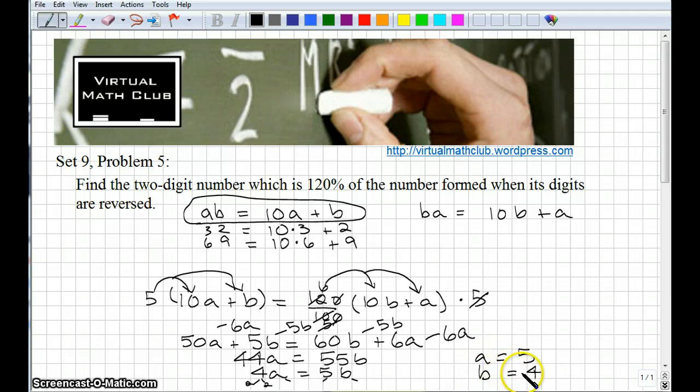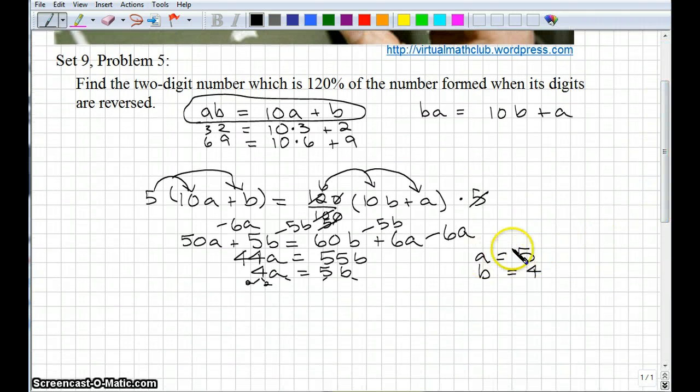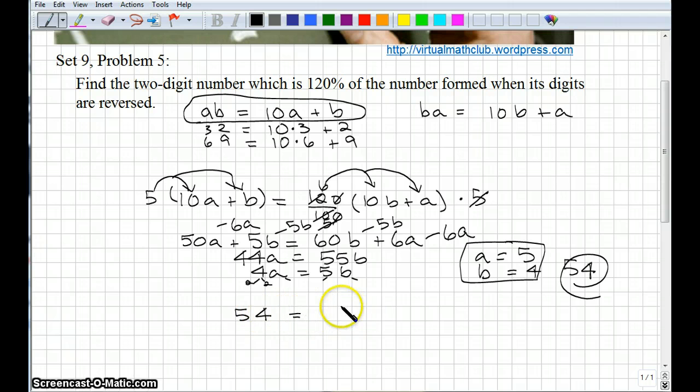So I know that the number that's 120% of the number when its digits are reversed has to be 54. Okay, so 54 is our answer. But let's check it. Let's make sure. So the question is, is 54 equal to 120% of 45?